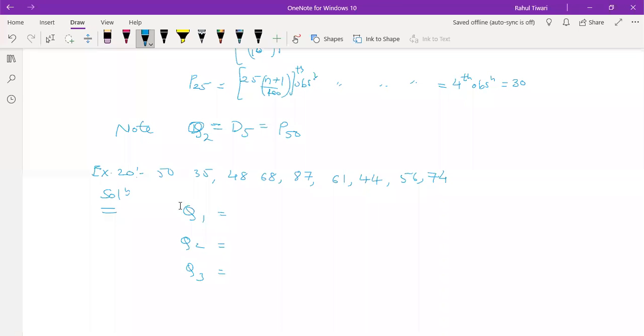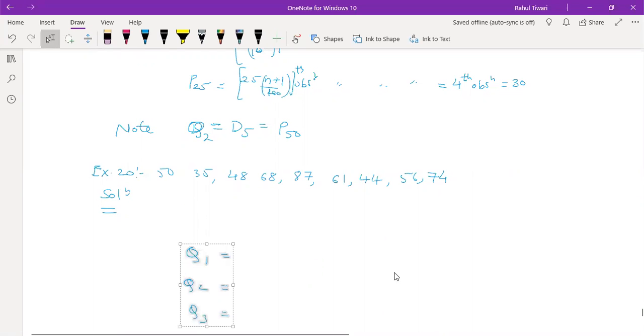Once you write the data in order, you can see and tell the answers immediately. So write the data in order. So this is 35, 44, 48, 50, 56, 67, 68. So 61. Okay, 61 will be here, right? So we have to shift this a little bit. 61, 67. Is 67 there? No, 67 is not there.